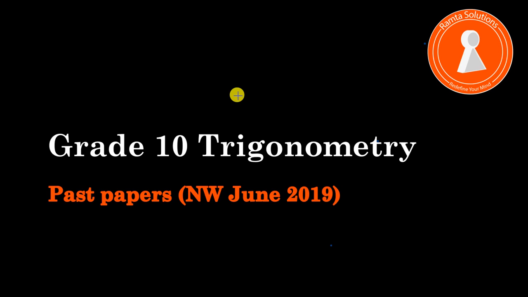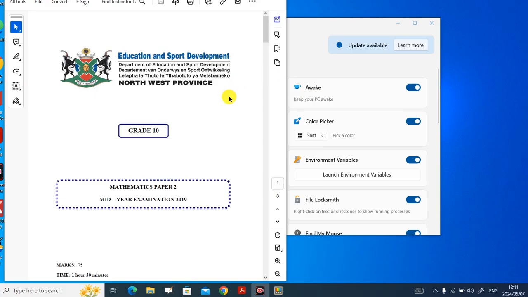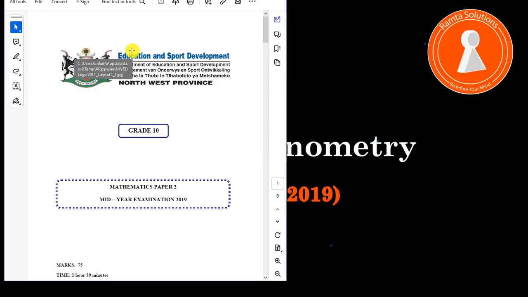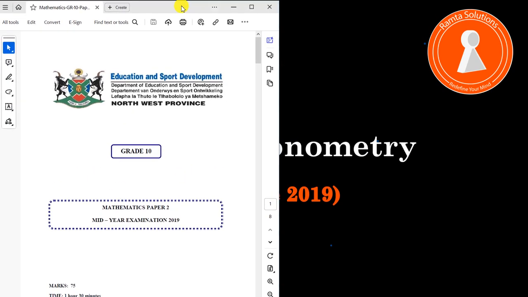Today we are looking at past papers and we are beginning our past paper series with a question paper from the Northwest that was written in June 2019. Okay, so let's open that paper. I will pin it on top. So here's the paper. Let me pin it.